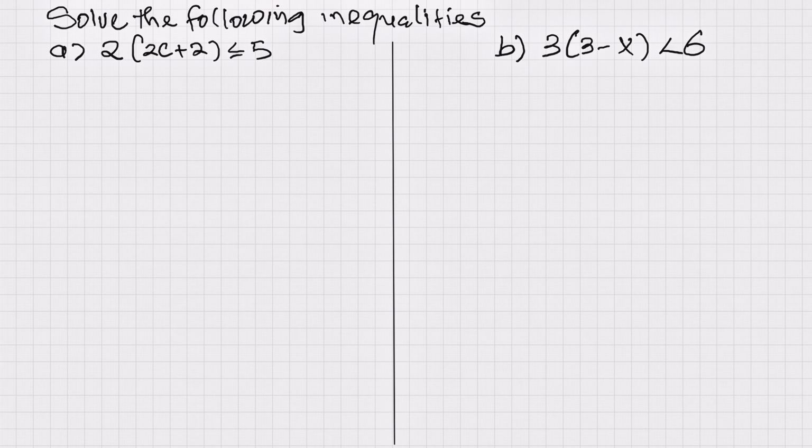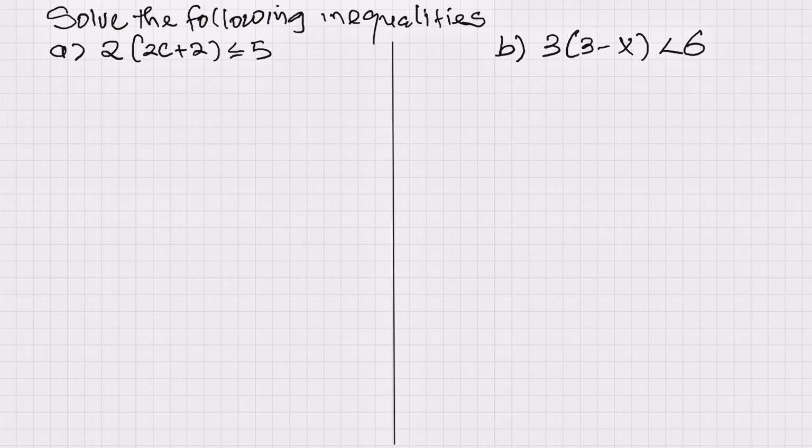We are going to be looking at linear inequalities today. This question says solve the following inequalities. A: 2(2c + 2) is less than or equal to 5. Now let's go ahead and see how we solve this problem.